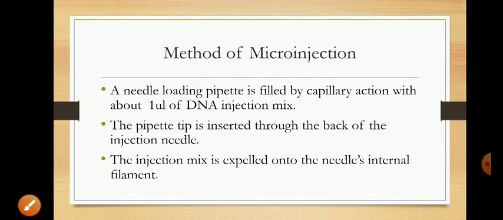Now the method of microinjection. First of all, a needle loading pipette is filled. The needle is not directly loaded. First of all, a needle loading pipette is filled, and this pipette transfers the DNA to the needle. It is about 1 microliter of DNA injection mix, and it is then transferred to the needle.